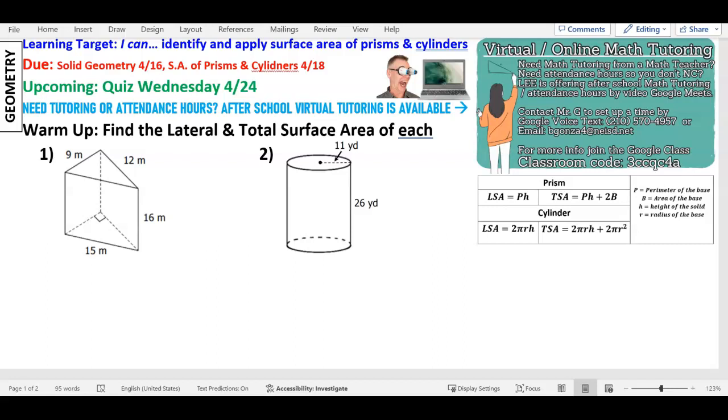So let's do number one here. I need to know 3 things before I can start using those formulas: P, H, and B. So P is the perimeter of the base. What shape is on the base here? Actually, before that, what is the name of this figure? First of all, what's this shape on the base? Does everyone see it's a triangle? And do you see it's connected by rectangles? So what is that called when it's connected by rectangles? Prism. So it's a triangular prism.